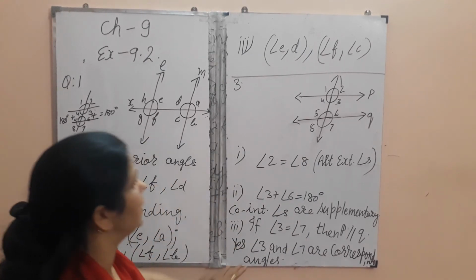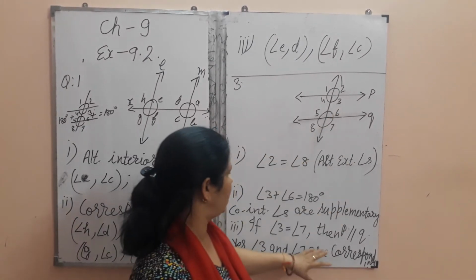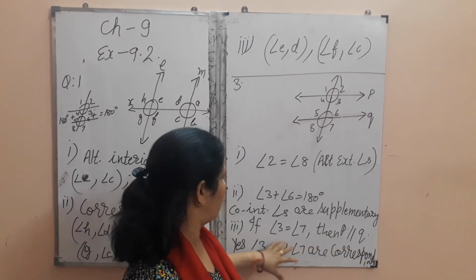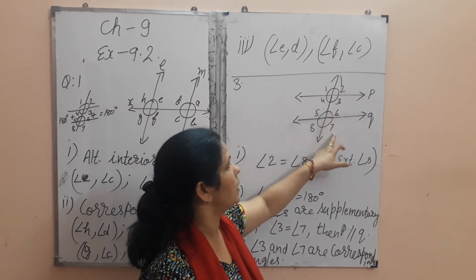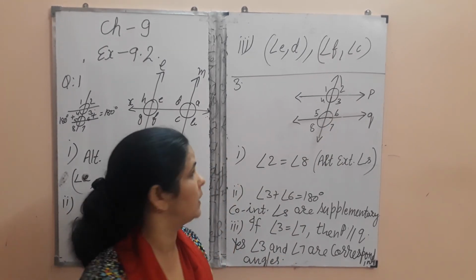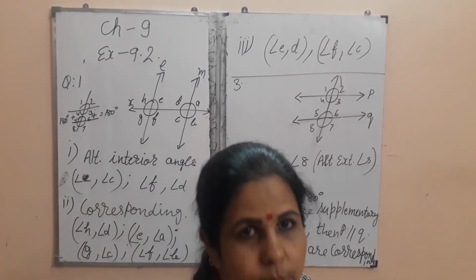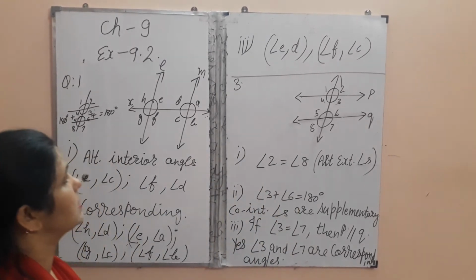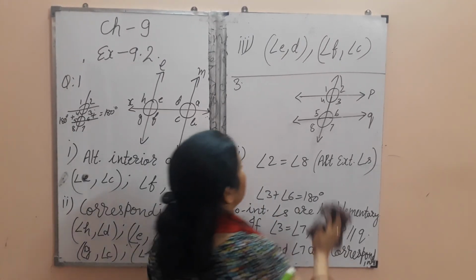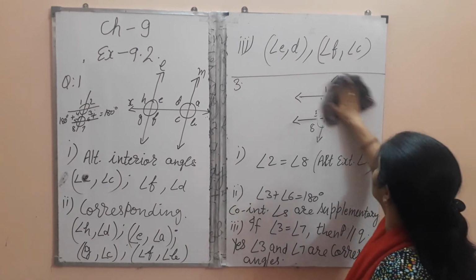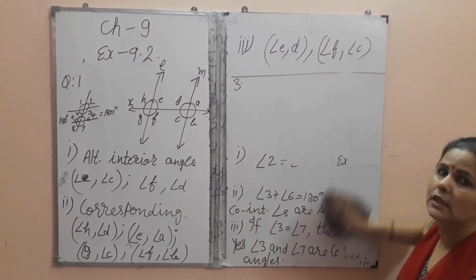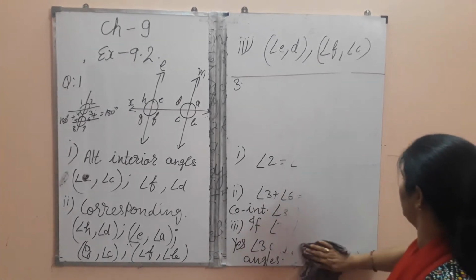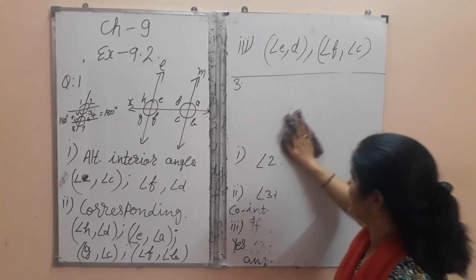So you have to give reasons. Why are P and Q parallel? Because angles 3 and 7 are equal. Why are they equal? Because they are corresponding angles. So like this you will solve this question. I hope you all have understood all these things. If you have any doubt, you can contact me either in the live class or on my WhatsApp number, by calling or by messaging.